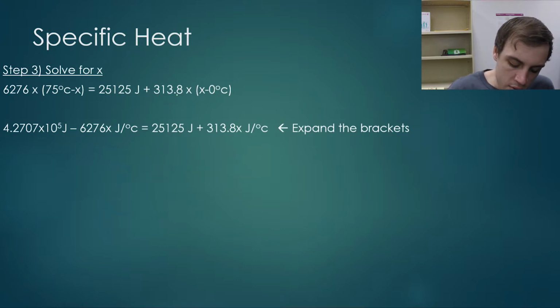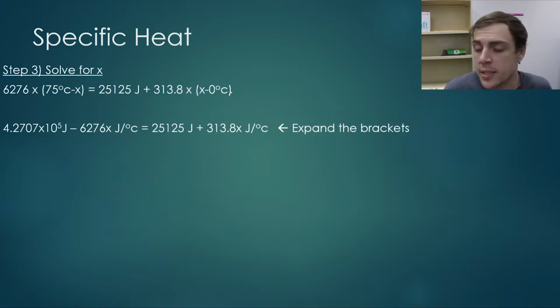So then we have 313.8 times X, and that gives us 313.8X. Then we've got 313.8 multiplied by negative 0, and anything multiplied by 0 is 0. So I haven't placed that in here. Now that we've done that, we can now start to rearrange some of these values to simplify.